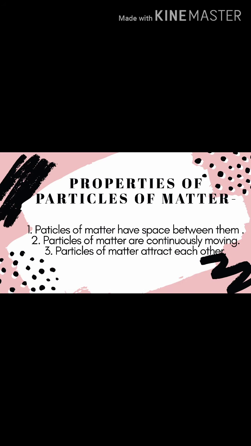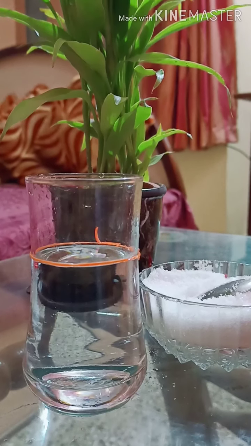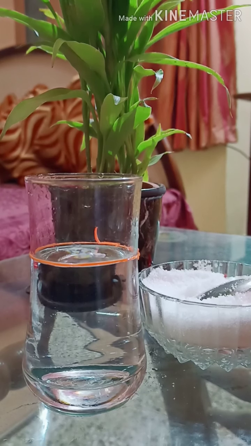Now I am going to explain our next point, that is properties of matter. The first property is particles of a matter have space between them. Next is particles of matter are continuously moving. And the last one is the particles of matter attract each other. Particles of matter have space between them.